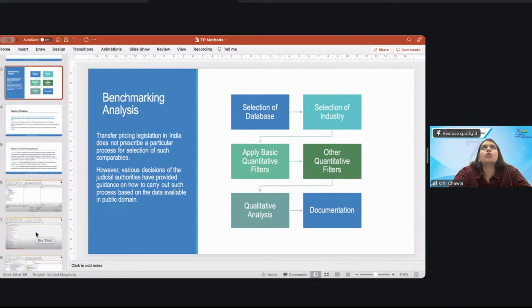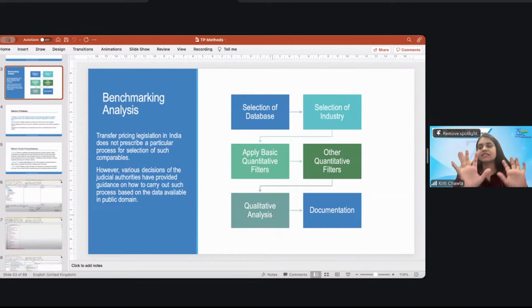Then there are some quantitative filters and some qualitative filters that you have to apply. This is basically the work that we do in Excel. We use spreadsheets to do a lot of work. So this entire benchmarking analysis involves a lot of work in spreadsheets that we actually undertake. Then we undertake a qualitative analysis, and finally we are able to come up with a set of comparable companies.